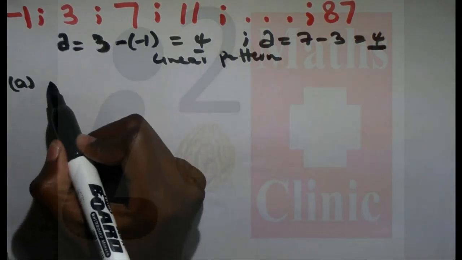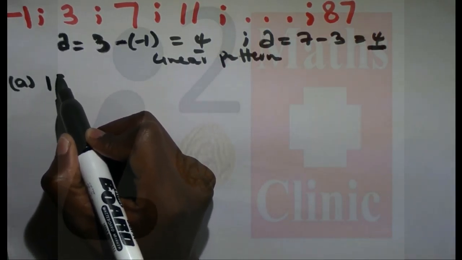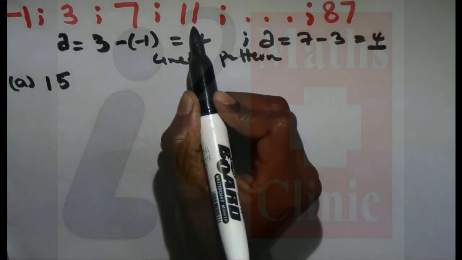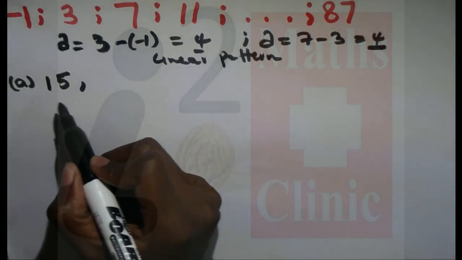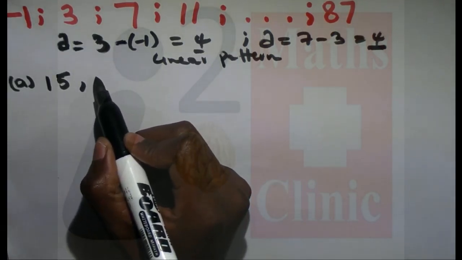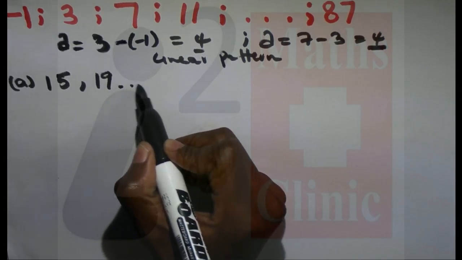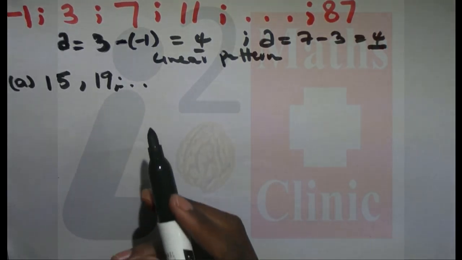So the next two terms izaba ngu 15, plus izaba 11 plus 4. And then emveni koko izawulandela 15 izawuba ngu 15 plus 4 izawuba ngu 19. Okay, so zawuba zii-term eziyi-2 ezilandelayo.